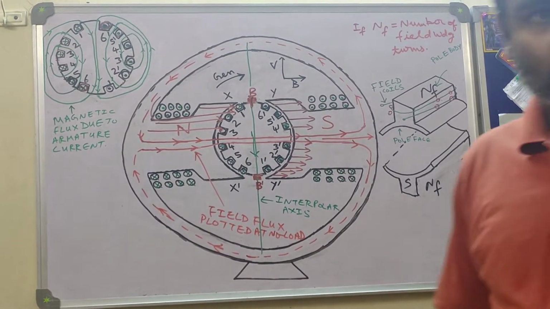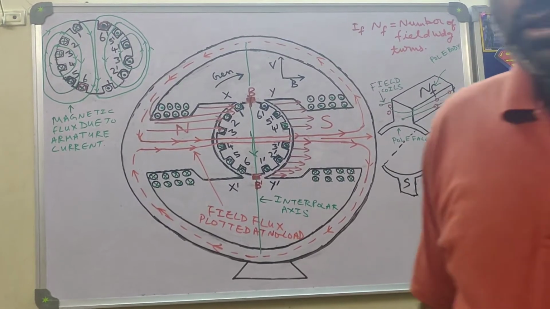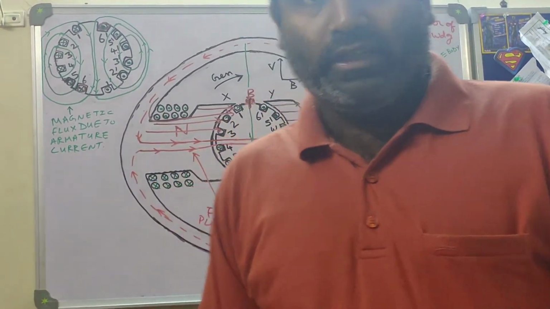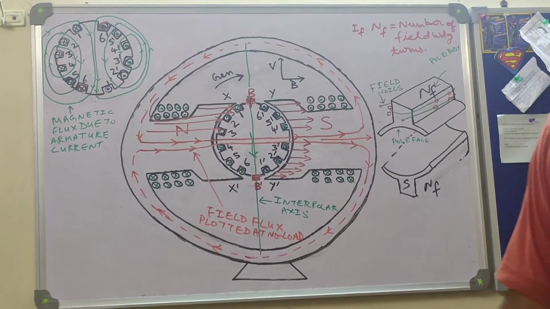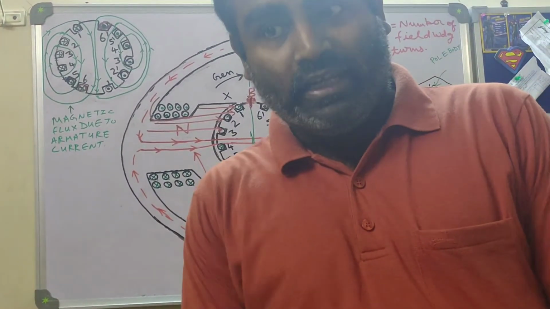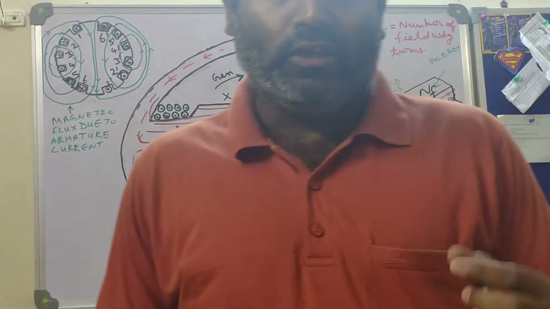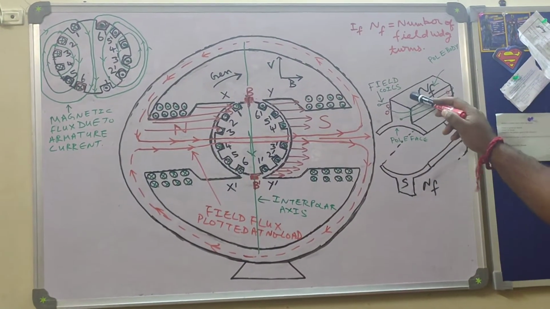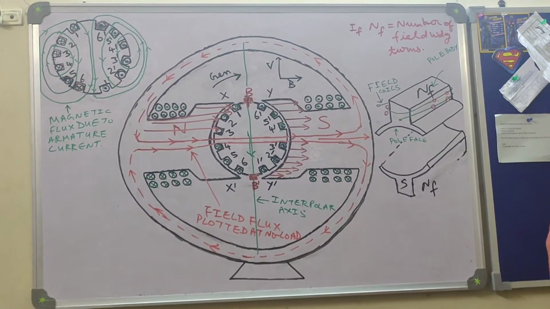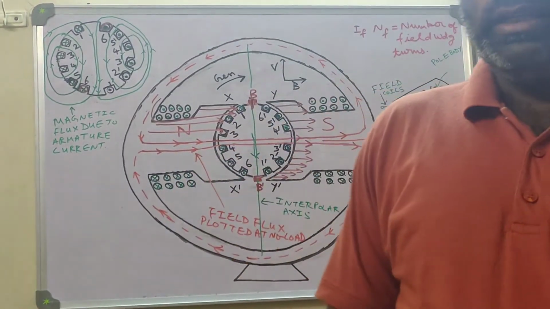So current carried is same. We have kept the number of turns NF also the same. So that means the MMF developed by the north pole and the MMF developed by the south pole will be equal in magnitude. Please remember, I have said equal in magnitude. Why am I saying this? Because if for the north pole MMF is positive, then for the south pole MMF should be negative. But the magnitude has to be equal.